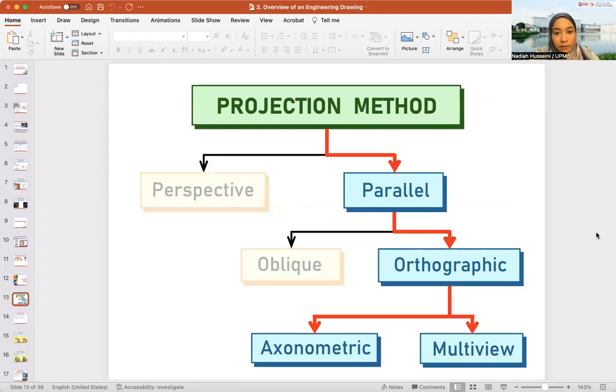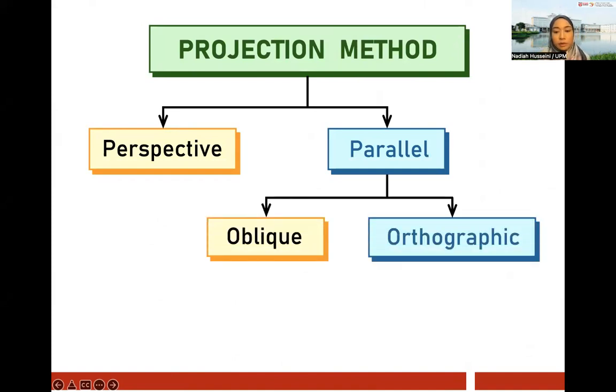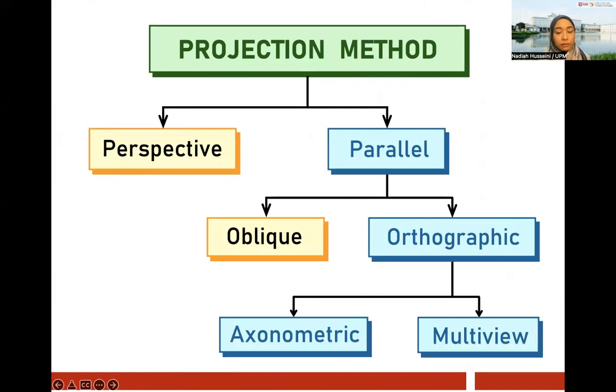So here we have the projection method. I think I'm going to use the slideshow for this one. So projection method, we have perspective and parallel. Ada two types, perspective and parallel. So for parallel, we have the oblique and also orthographic. And for orthographic, we have the axonometric and also multiview. We will learn what these are later on.